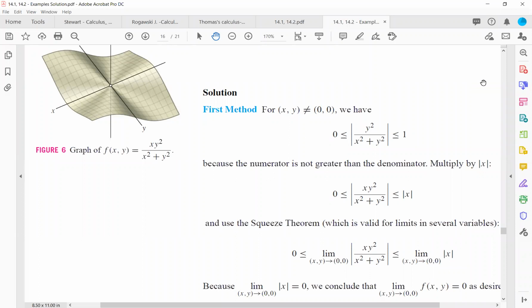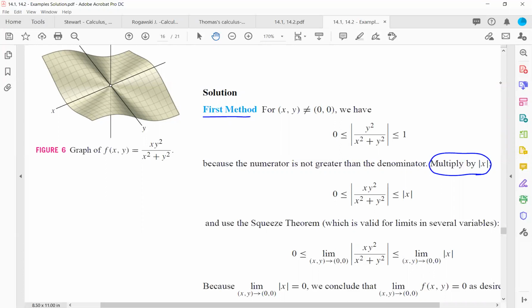The first method to find the limit of this function is using the squeeze theorem or sandwich theorem. First of all, the absolute value of y squared divided by x squared plus y squared is always a number between 0 and 1. Why is that? Your numerator is always positive, your denominator is always greater than or equal to the numerator, and the absolute value is between 0 and 1. What do we do? We multiply both sides by the absolute value of x. So we get absolute value of x times 0, which is 0, absolute value of x times y squared over x squared plus y squared, which is the function's absolute value, and absolute value of x times 1, which is absolute value of x.